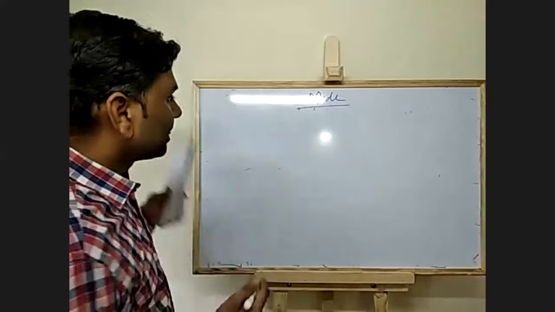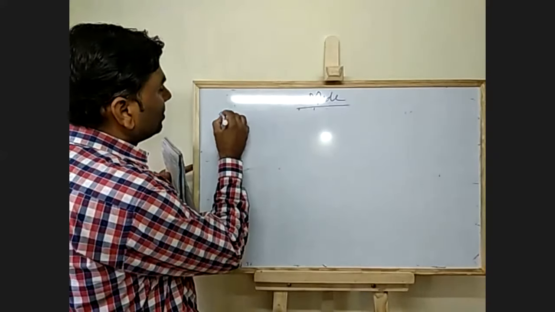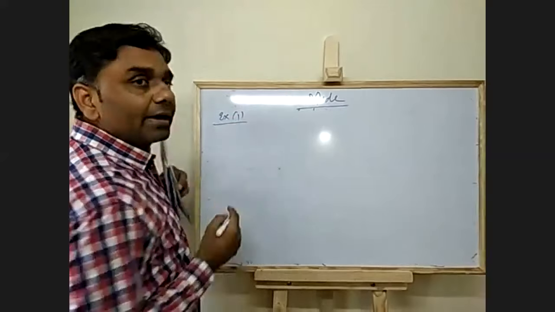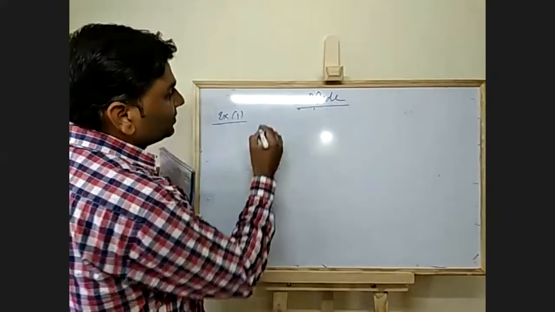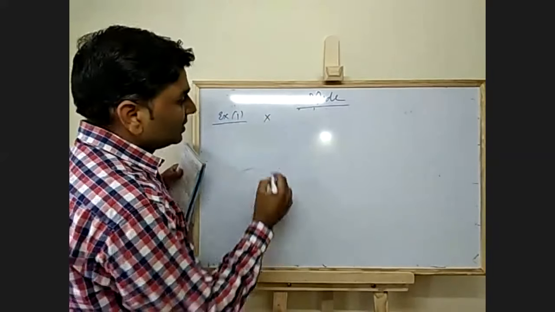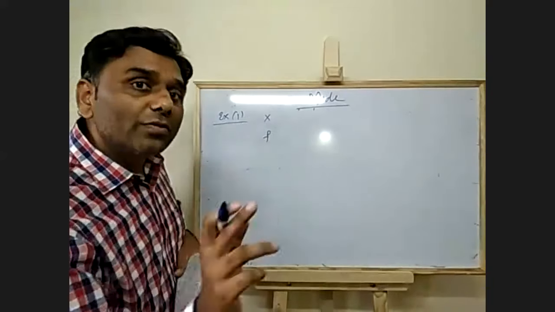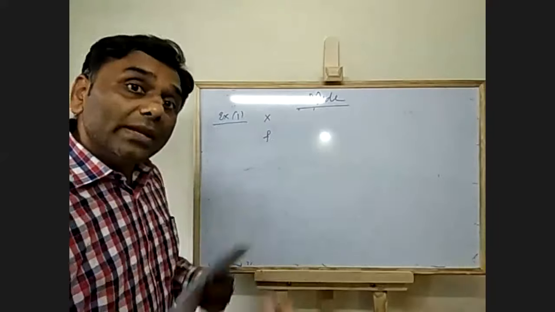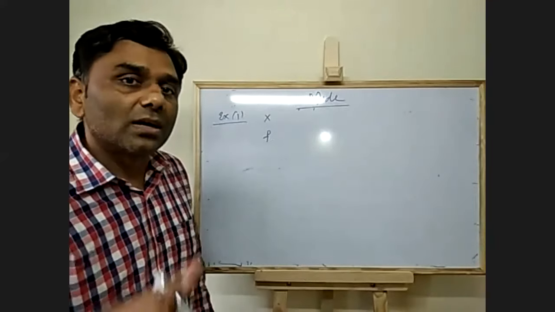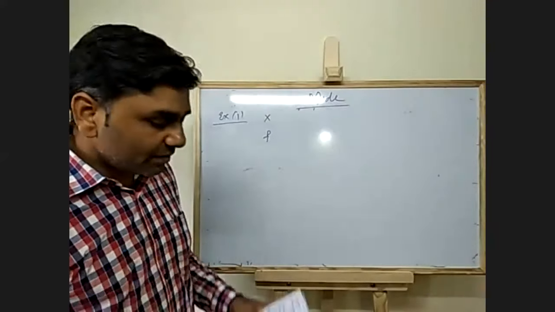First method. Here, example 1. In the first method, what is given? X is given and frequency is given. X is the value of the variable, and F is how many times that value has occurred. Like the English subject.